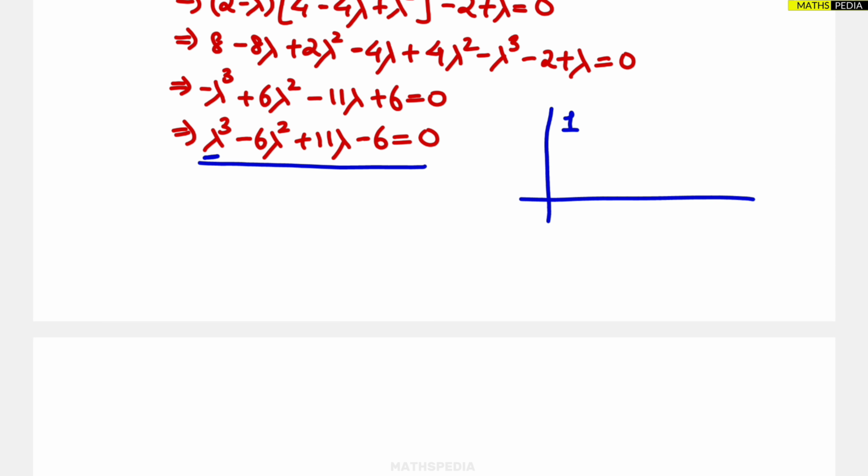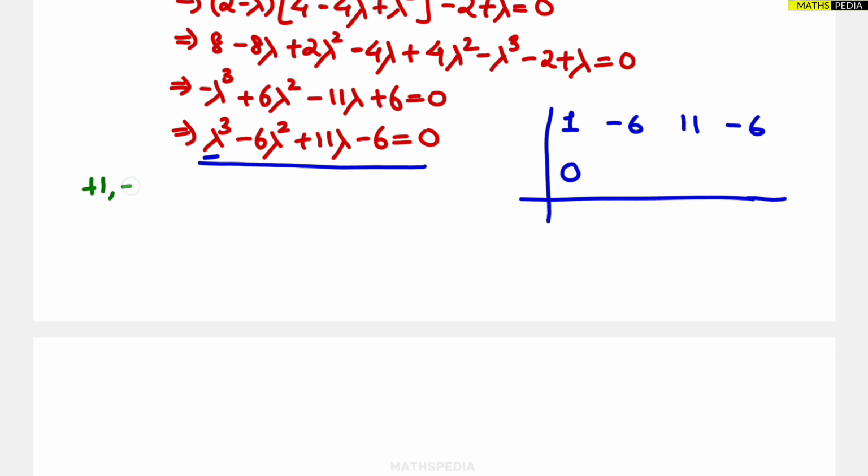So 1 is the coefficient, then minus 6 is there for lambda square, then the lambda coefficient is 11, then minus 6 is the constant value. Okay. Now here below, the first element always should be 0. Next, we have to go by the root inspection method. In order to find one of the roots, we have to use the inspection method. So how to do the inspection method?